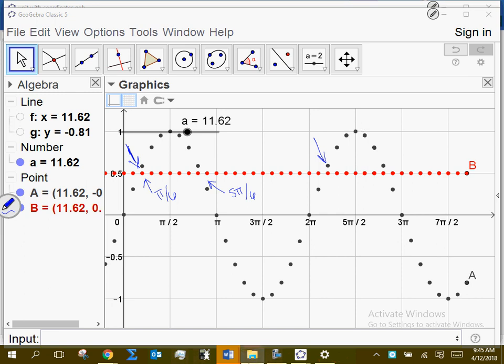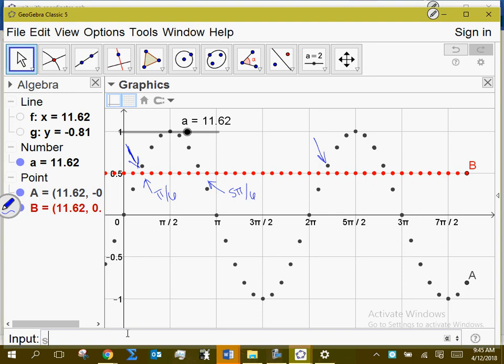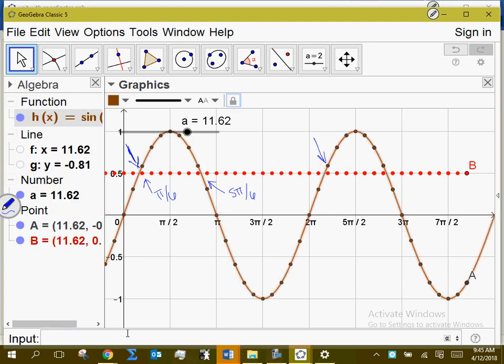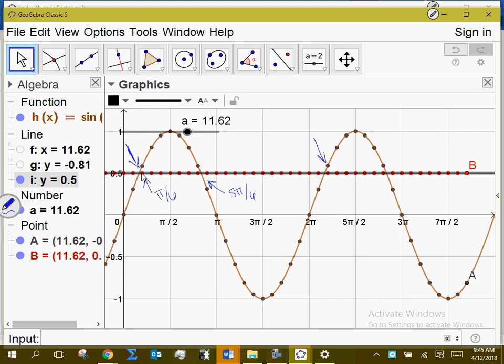If I put the full curve in here instead of these traced out points, I go sine of x, okay? And let's put y equals 1/2 in as well. That point right there is the intersection of those two things in the first cycle, 0 to 2 pi. That point right there is that first intersection in the cycle from 2 pi to 4 pi. So these 2 points I have arrows on, they are related to one another, okay?